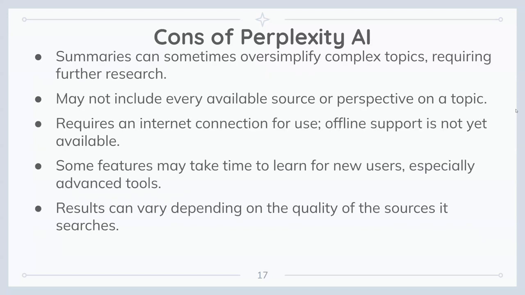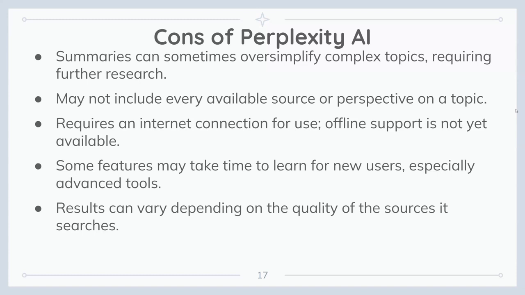So here are some of the cons. Summaries can sometimes oversimplify complex topics, requiring further research. If you're doing research on, I don't know, cells or some really specific topic, then maybe you don't want to use this. It's going to oversimplify. It may not include every available source or perspective on a topic.